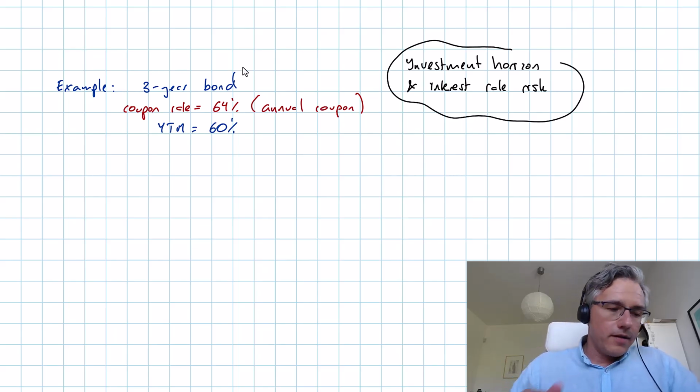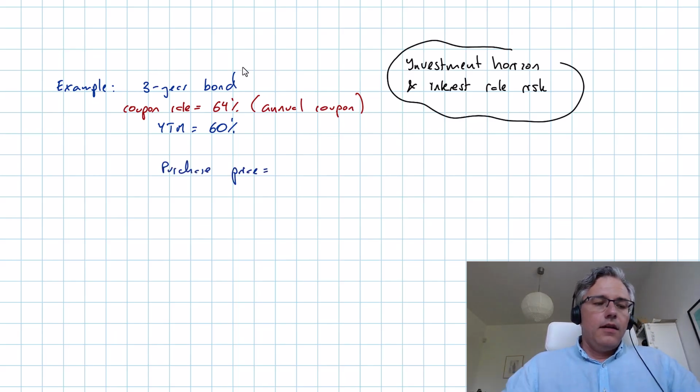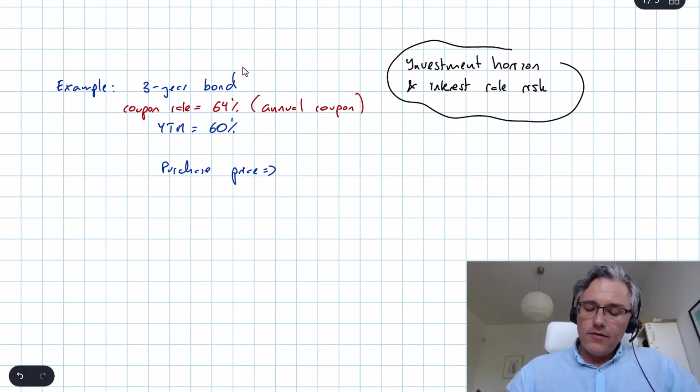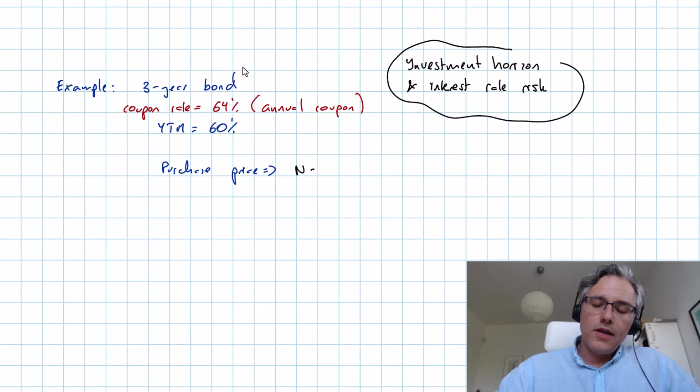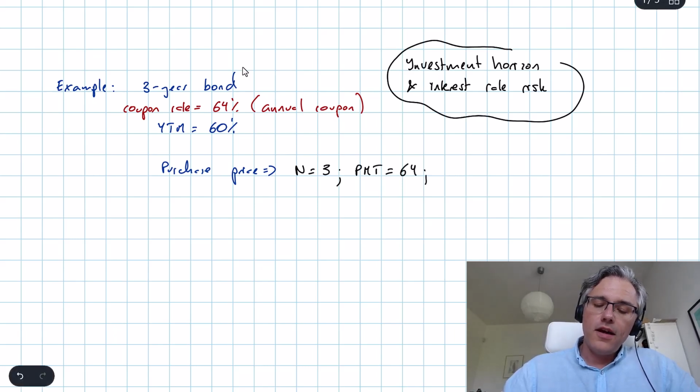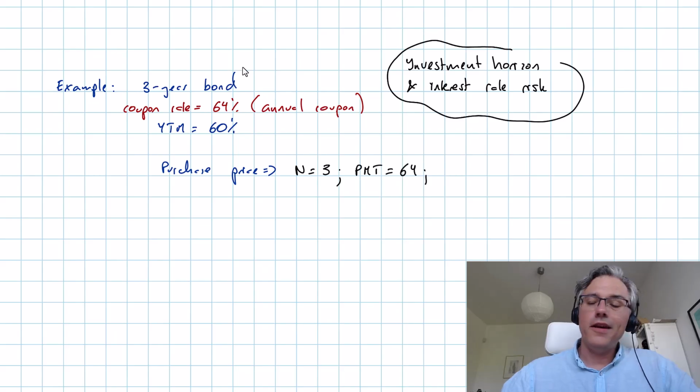So let's quickly compute the purchase price for this bond. And we're going to utilize the time value of money worksheet to do so. So the inputs will be as follows. N will be 3. The PMT, that's our coupon, is going to be 64. And the YTM is going to basically be the I/Y parameter. We're going to set that at 60.